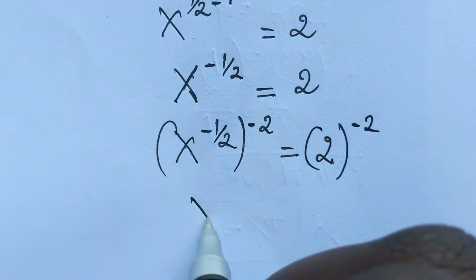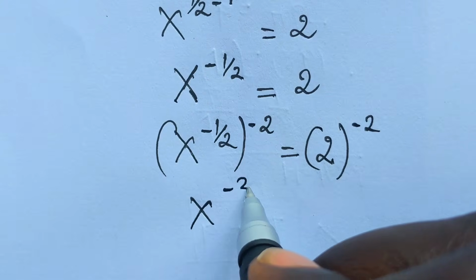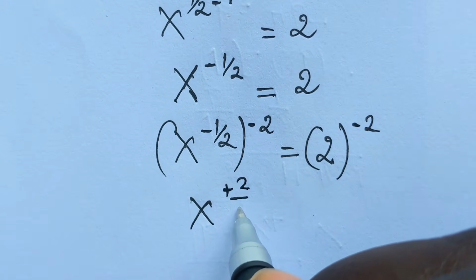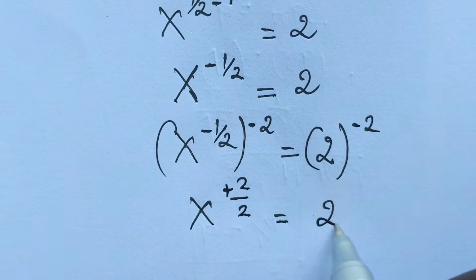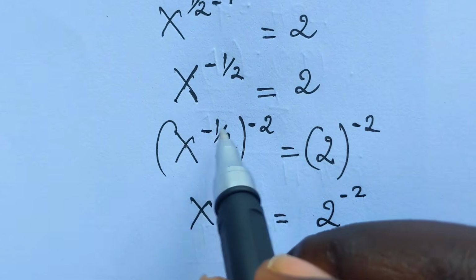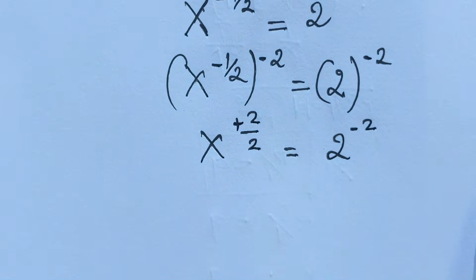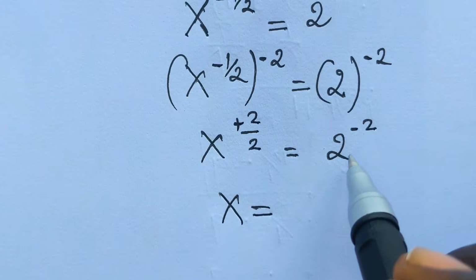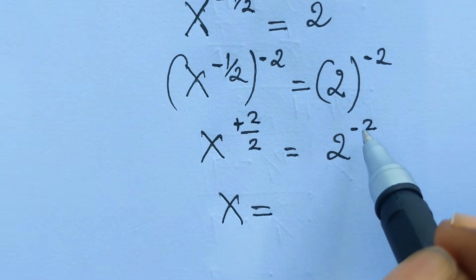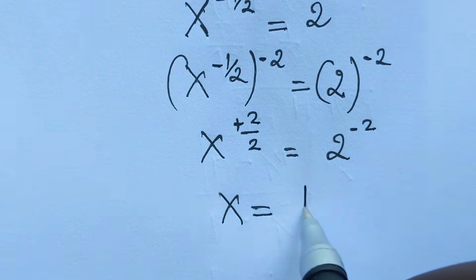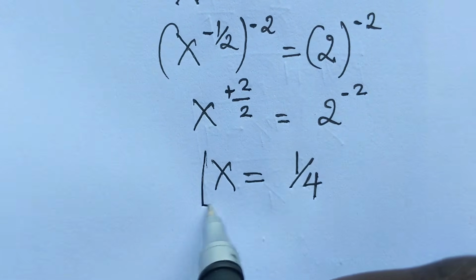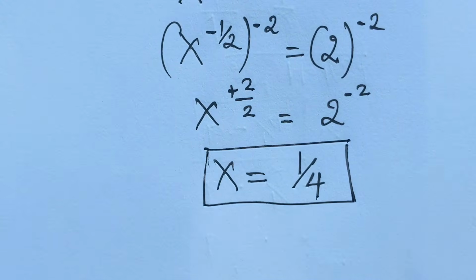And of course we shall get x power negative 1 over 2 times negative 2, that is 2 over 2, which equals 2 power negative 2, because negative times negative is positive. So here x will be 2 power negative 2, which equals 1 over 4, and this is our answer.